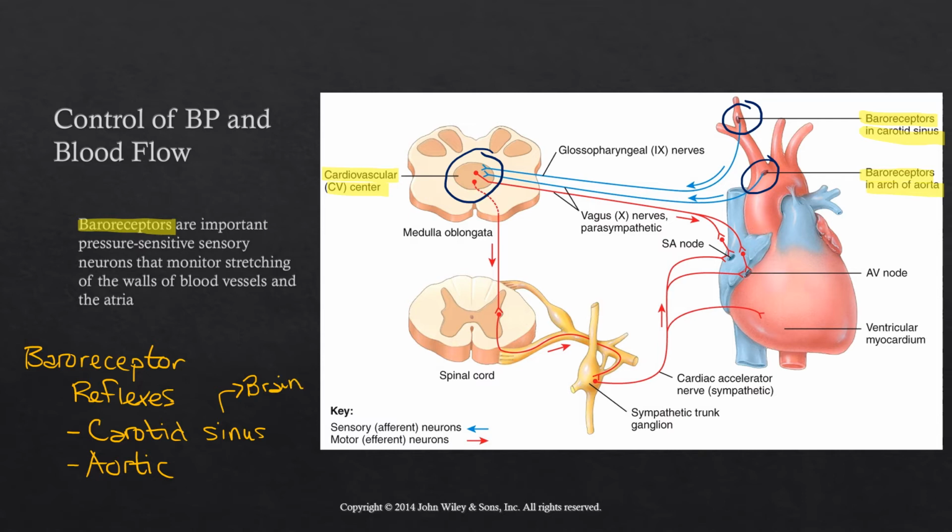And then baroreceptors in the wall of the ascending aorta and in the arch of the aorta are going to initiate this aortic reflex, and this works to regulate systemic blood pressure.